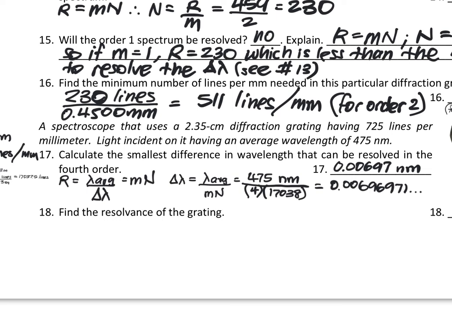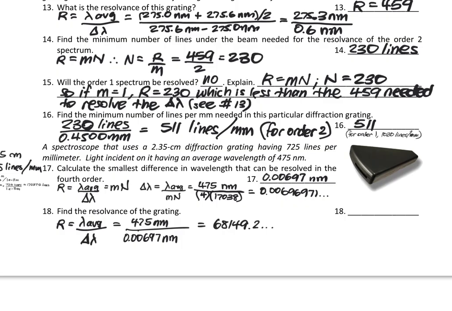It actually doesn't matter what order, since now that I know what delta lambda is, why don't I just do lambda average over delta lambda? We get about 68,000 for the resolvance, and to three significant figures, we'll say 68,100. And that's the last question.